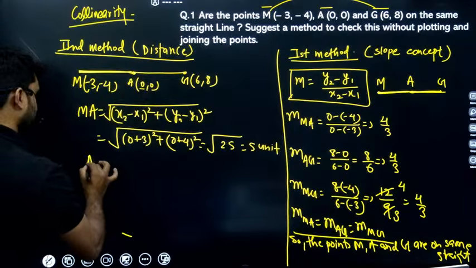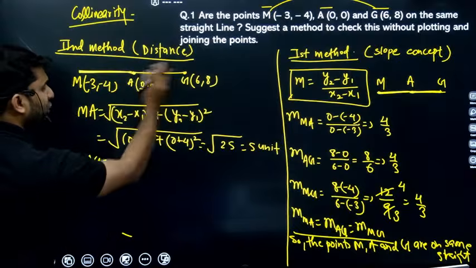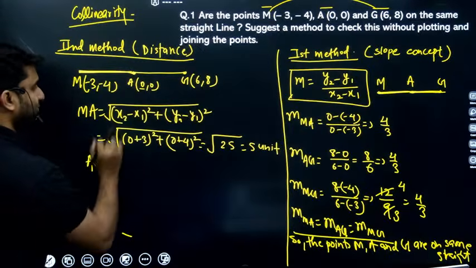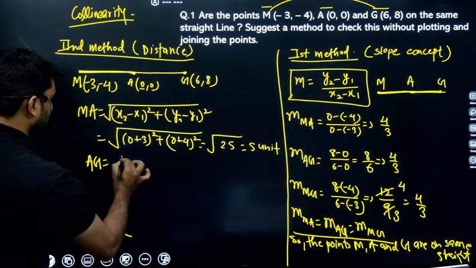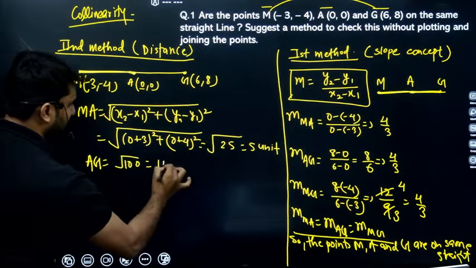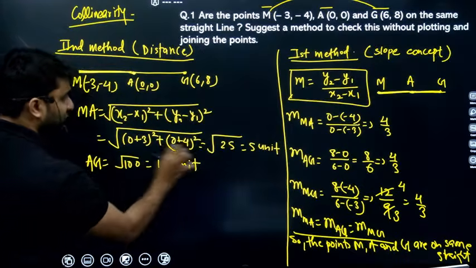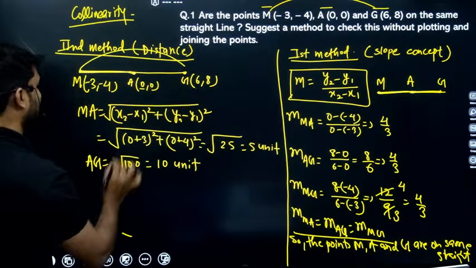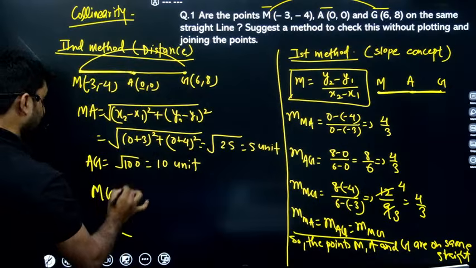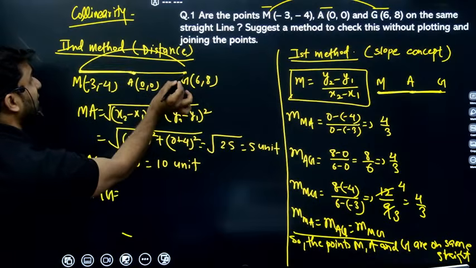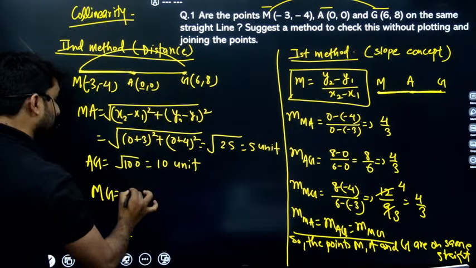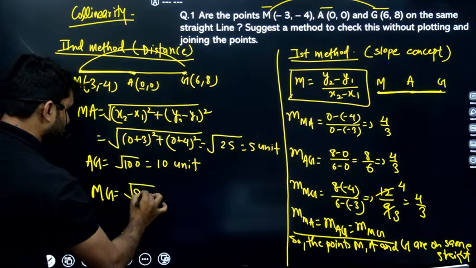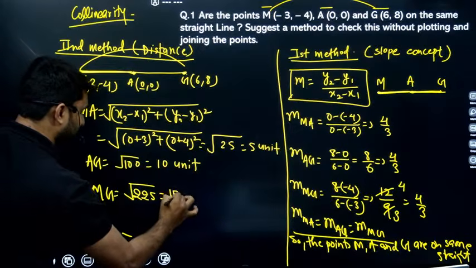Similarly, find out the distance between AG. So when you calculate the distance between AG, you will get the answer as root 100, and root 100 will be 10 units. You can use the formula x2 minus x1 whole square plus y2 minus y1 whole square. Now find out the distance between MG. So my dear champion, when you calculate the distance between the terminal points M and G, the answer will be under root 225, and root 225 is 15 units.